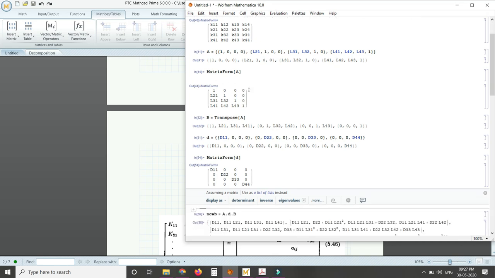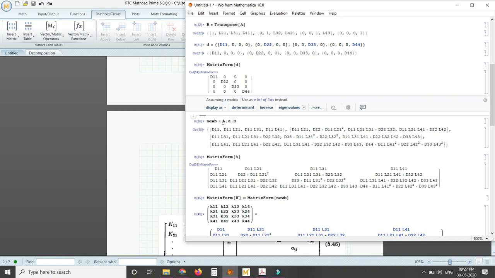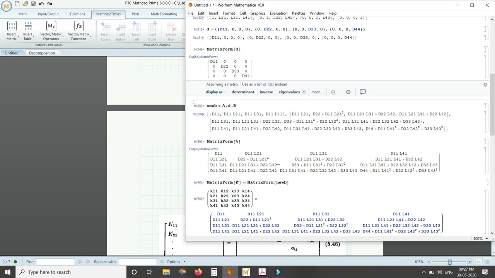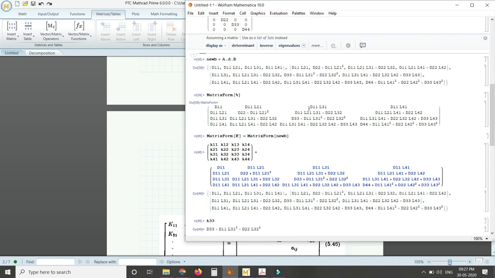So this L and D are unknown to us, so we want to find them out. How can we find out? We just need to multiply L into D into L transpose. So if I multiply, this is A into D into B, I will finally get this particular matrix: D11, D11 L21, D11 L31, D11 L41.